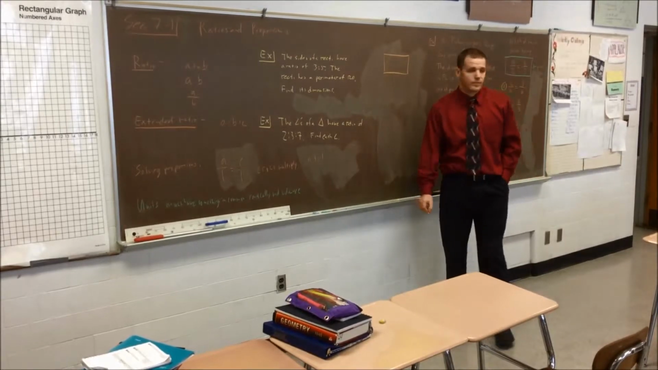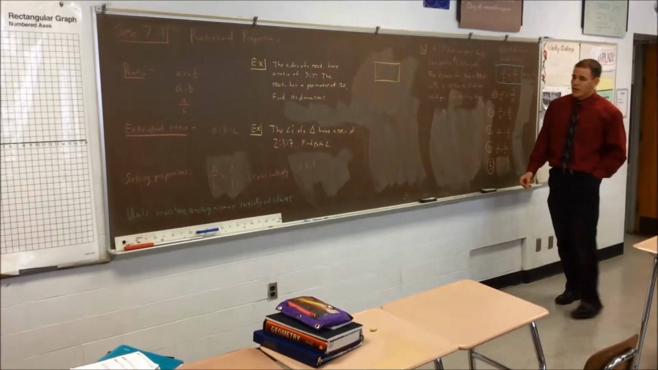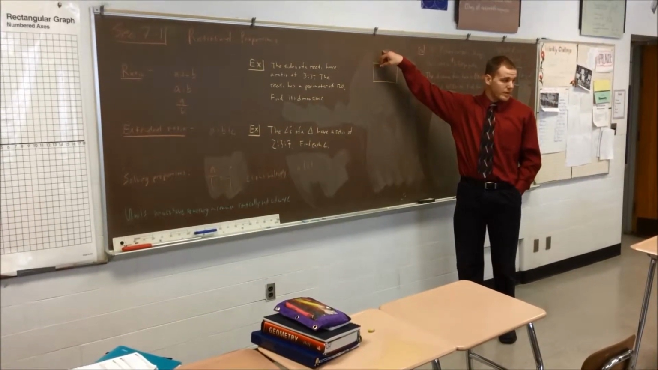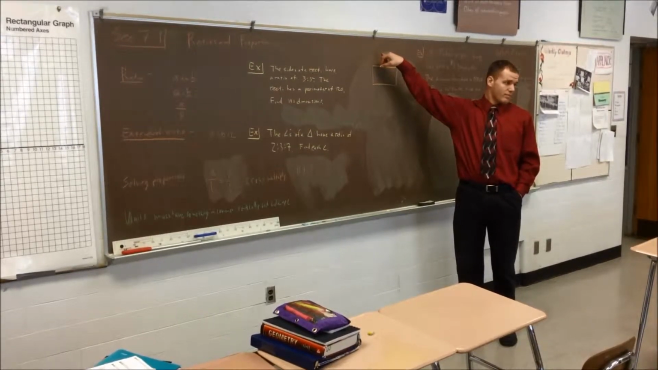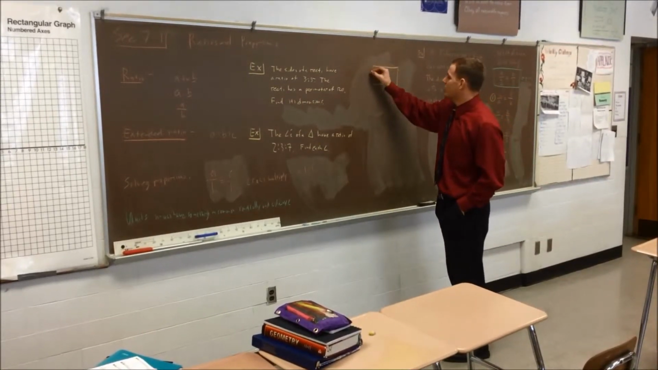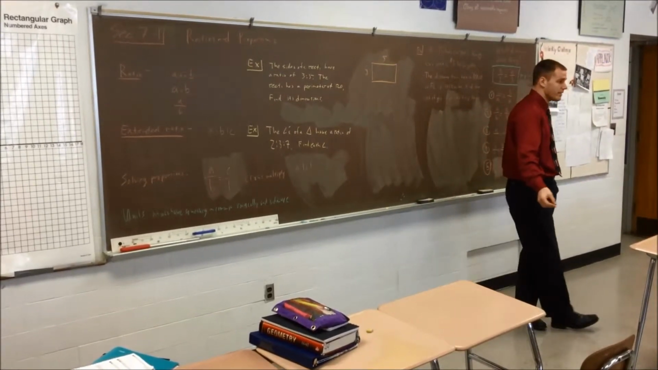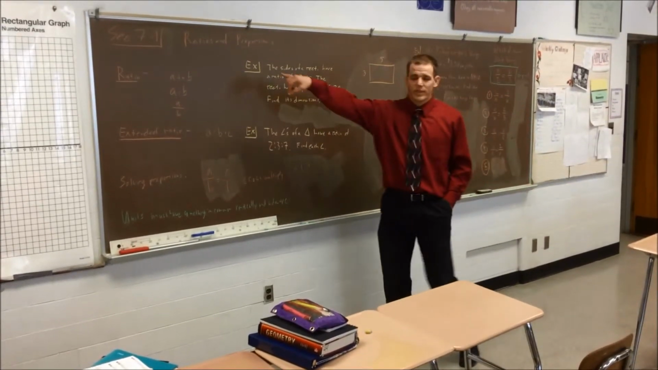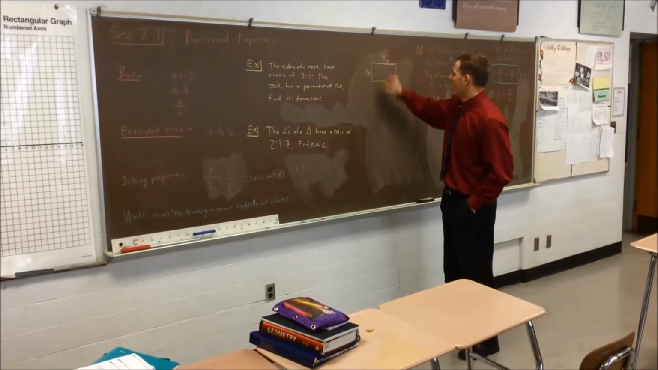The first thing we need to do is draw a rectangle. Now does that mean, if it says it has a ratio of 3 to 5, this side's 3 and this side's 5? No, of course not. It's 3 times something, and 5 times something, because a ratio is always reduced. So we're going to say 3x and 5x.